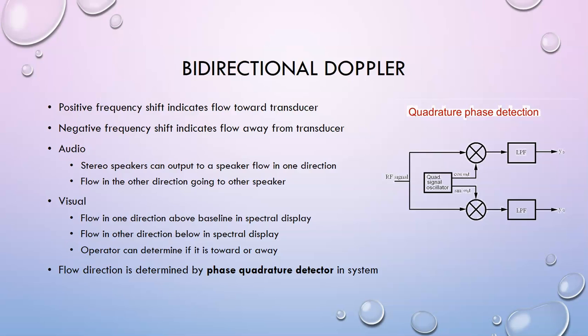So you can determine by looking at your image whether or not the flow is going toward or away from you. And the part of the system, as I said, that determines this is called the phase quadrature detector. What you need to know is that the phase quadrature detector determines the direction of flow. So what determines the direction of flow in an ultrasound machine? The phase quadrature detector. How does it work? It's magic.